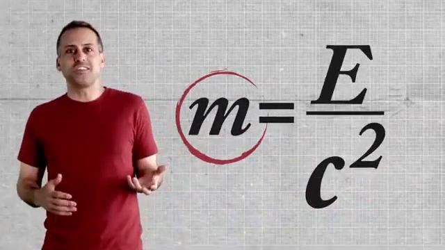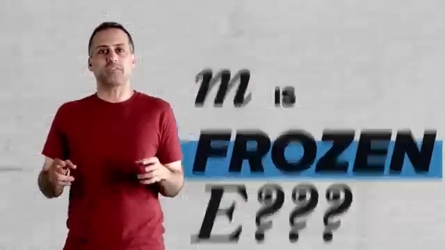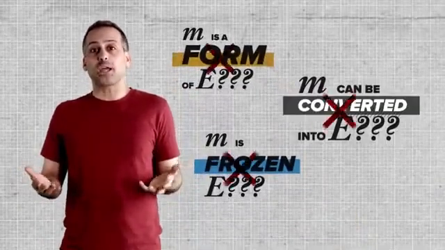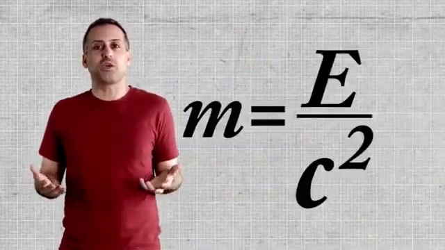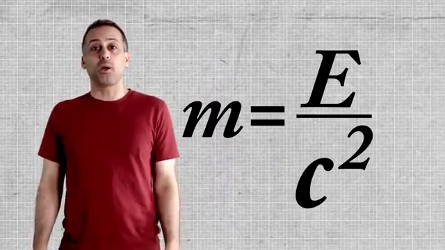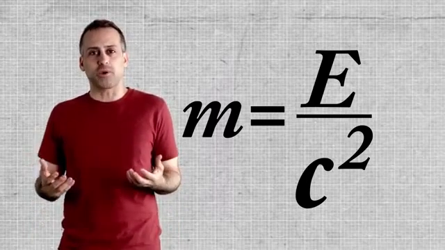is. You'll often see statements like, mass is a form of energy, or mass is frozen energy, or mass can be converted to energy. That's the worst one. Unfortunately, none of these statements is quite correct, so trying to make sense of them can be frustrating. I think instead we can get a better sense of what m equals E over c² means if we start with some things that it implies that seem at odds with our everyday experience of mass.